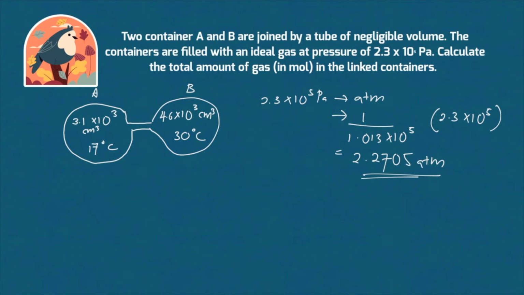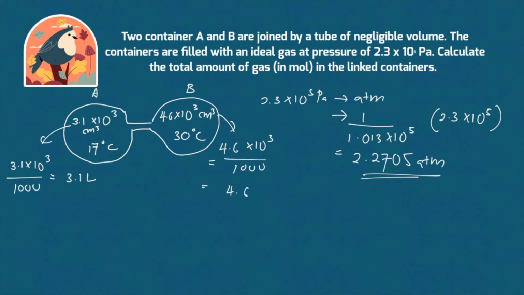Alright, so the next thing that you are going to do is to convert these volumes into liter. So 3.1 times 10 to the power of 3, you need to divide by 1000, so you shall get 3.1 liter. Same goes with this one. For container B, 4.6 times 10 to the power of 3 divided by 1000, so you shall get 4.6 liter.